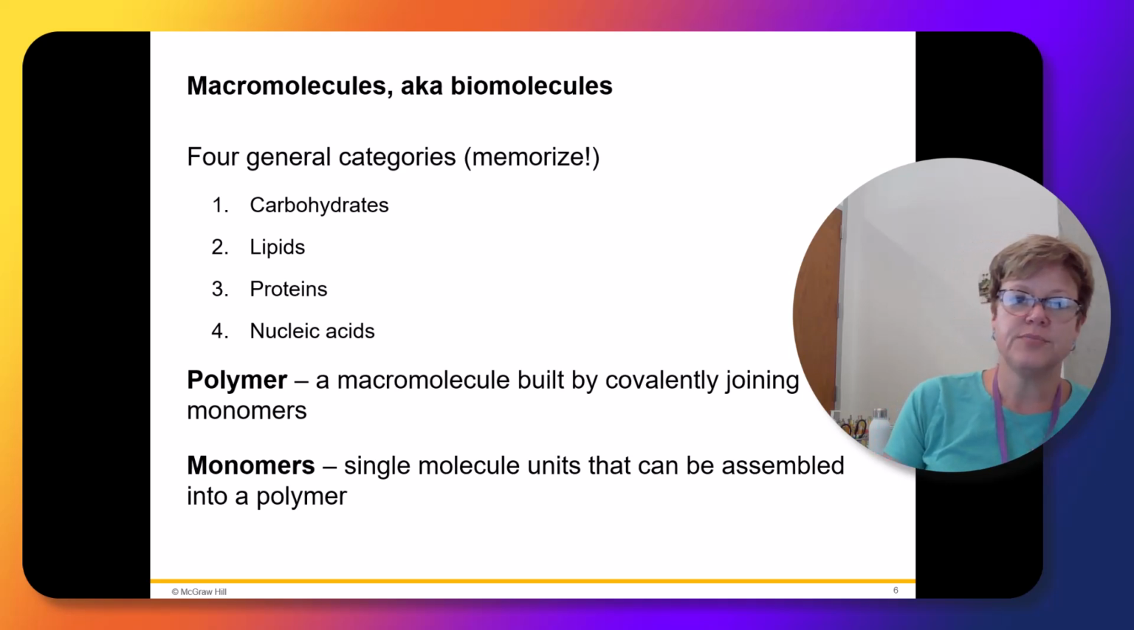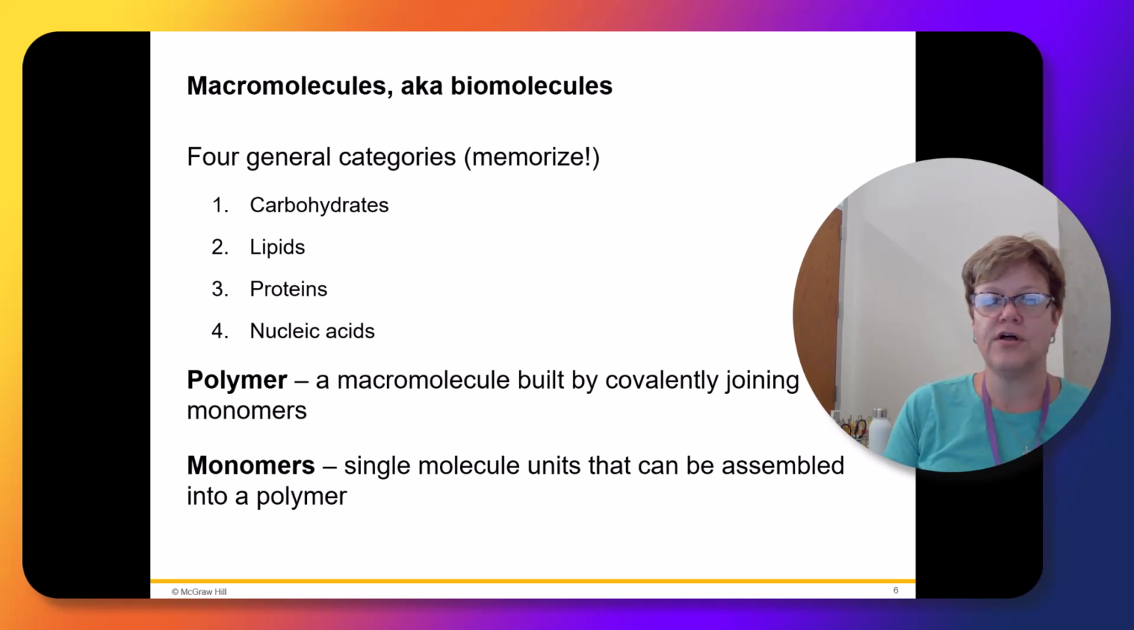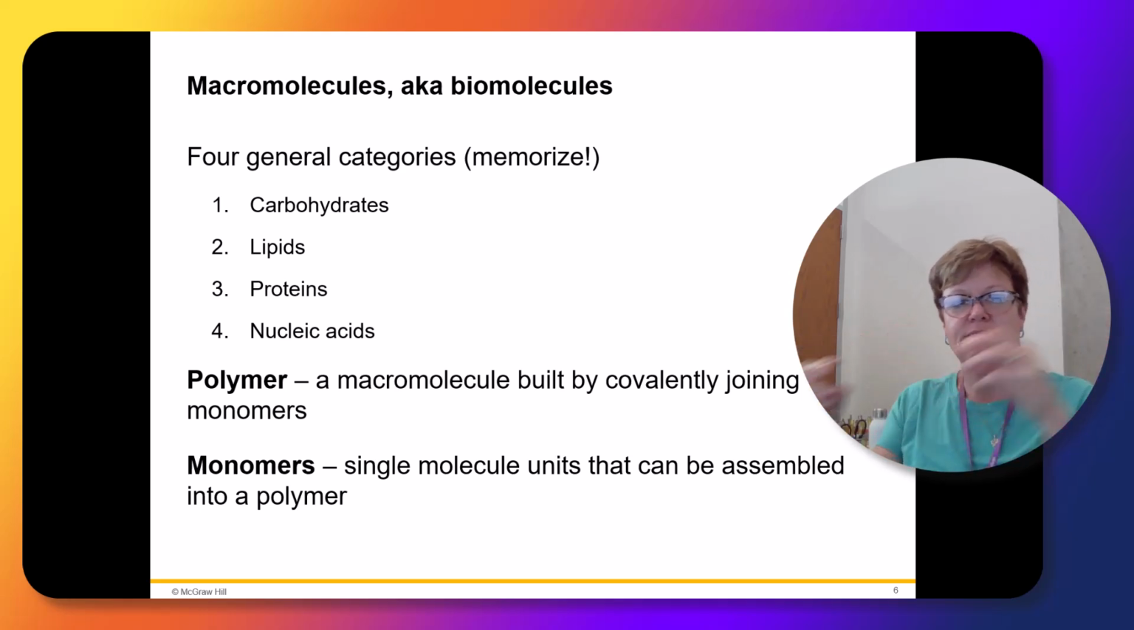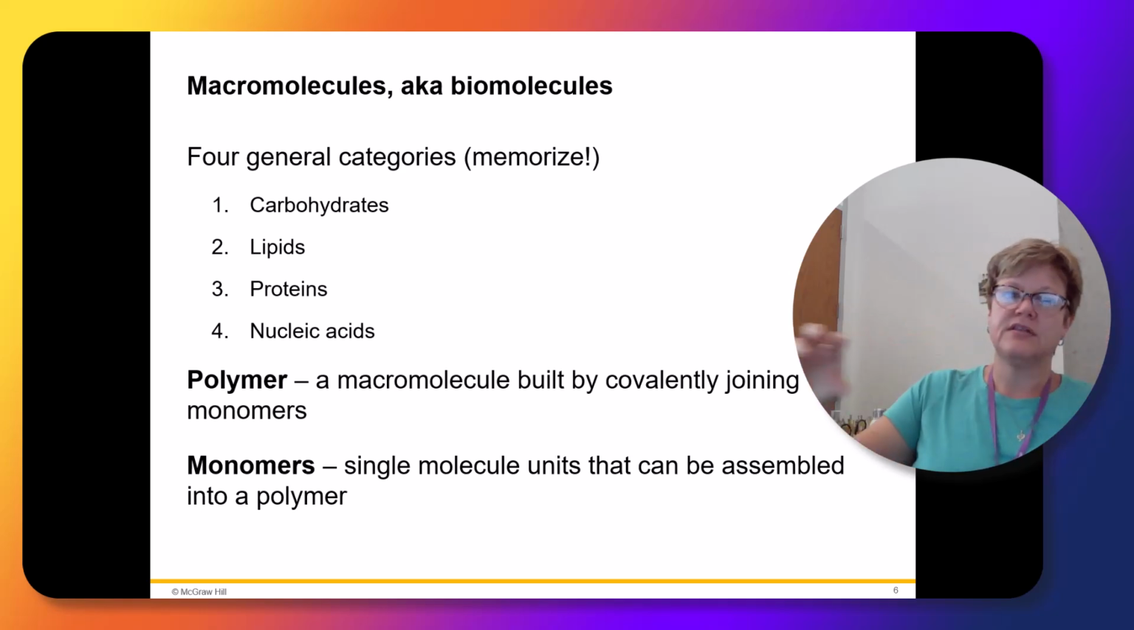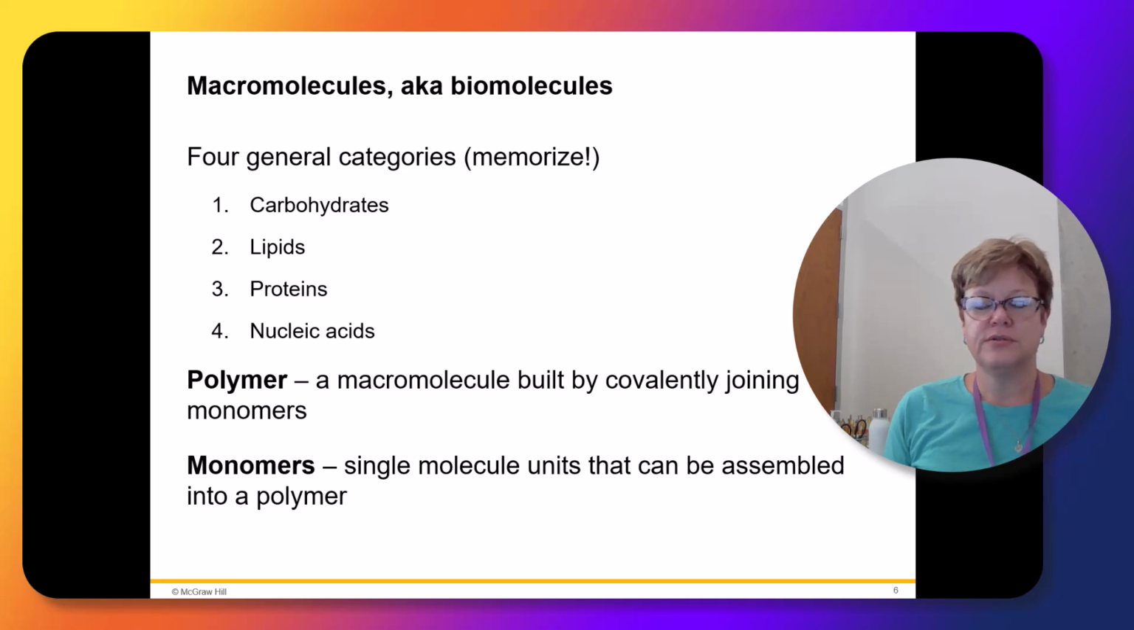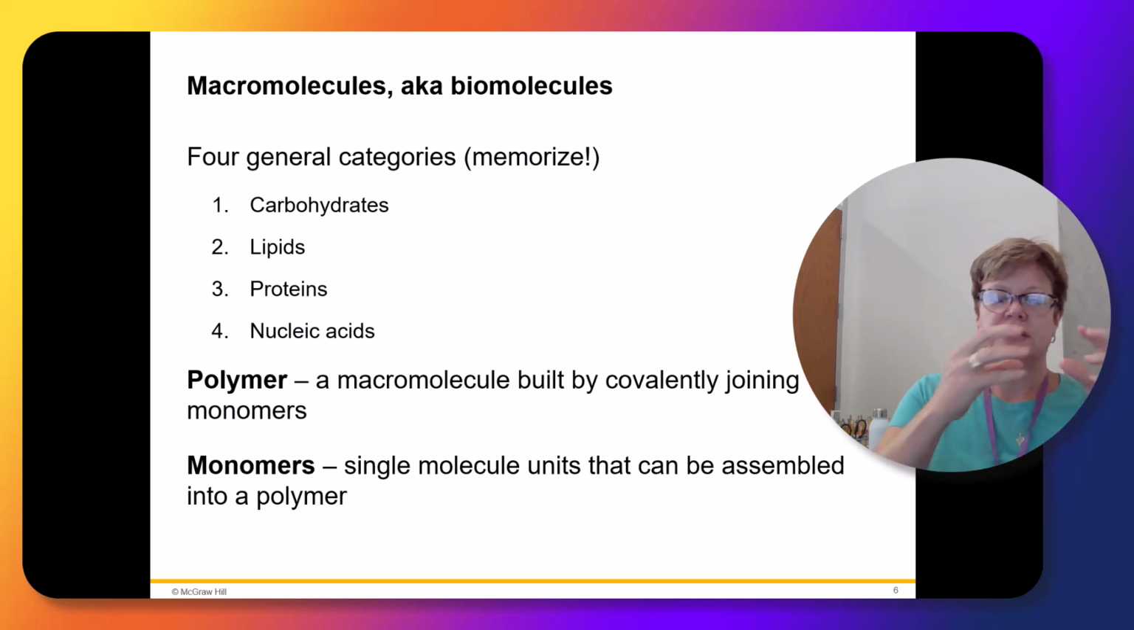The carbohydrates, the proteins, and the nucleic acids are all groups that contain monomer units, which are smaller molecules. And when those smaller molecules are joined together, like beads on a necklace, it creates a larger macromolecule, which is called the polymer. So the good news about those three categories is that once you learn to recognize those monomer structures and their names, the polymers are simply multiples of those monomers joined together.